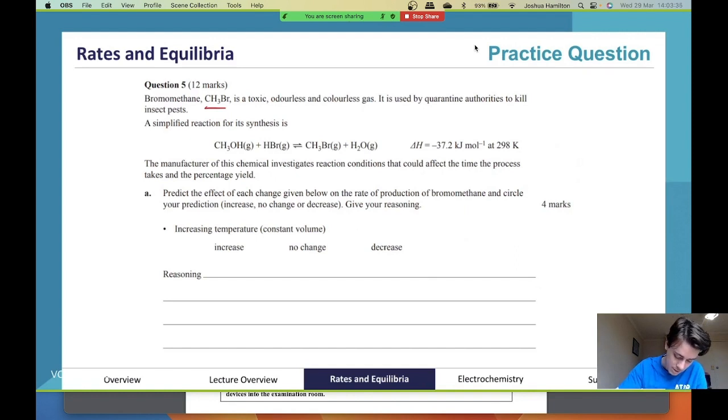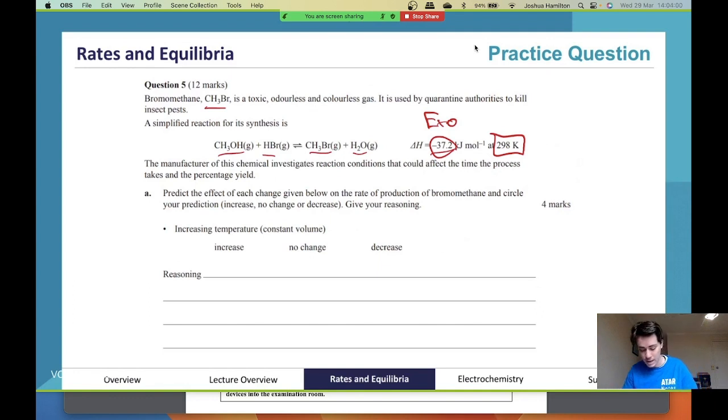The simplified reaction for the synthesis is you've got methanol, you've got HBr, and you end up with your bromomethane and water. And it is an exothermic reaction, and it is at 298. So the manufacturer investigates the reaction conditions, the time of the process, and takes the percentage yield.